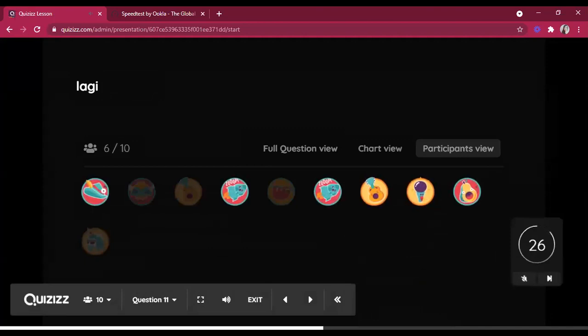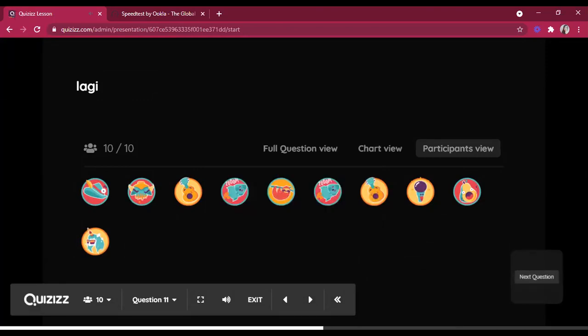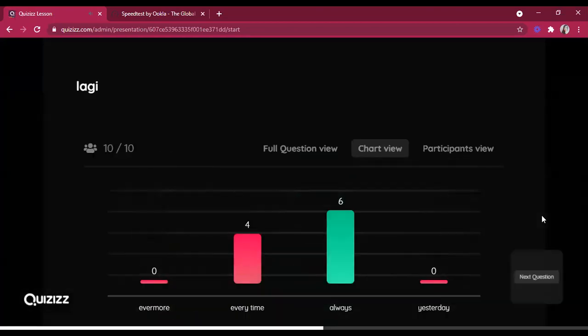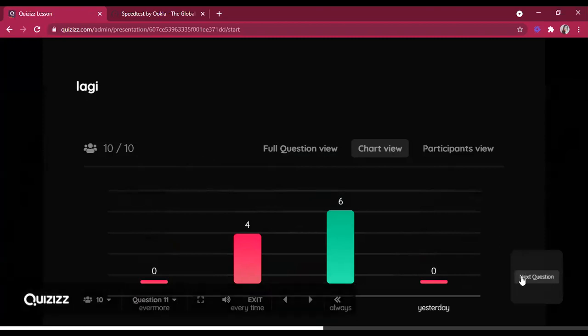Lagi. Number 11 is lagi. You sure gonna have a new dog soon again? We already have 2 dogs now. This is our 3rd dog. Okay, so lagi means always in English.